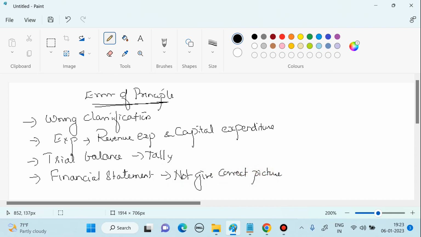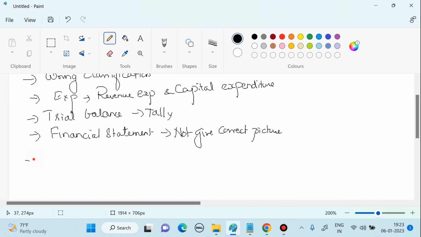An example I'll give you, like if there is, for example, repairs to machinery, rupees 2000. This is an ordinary repair which was done. It is not going to enhance the capacity or capability of the machine. It is not going to help you in producing more number of units, or it is not extending the life of the machine. It is a routine repair expense.